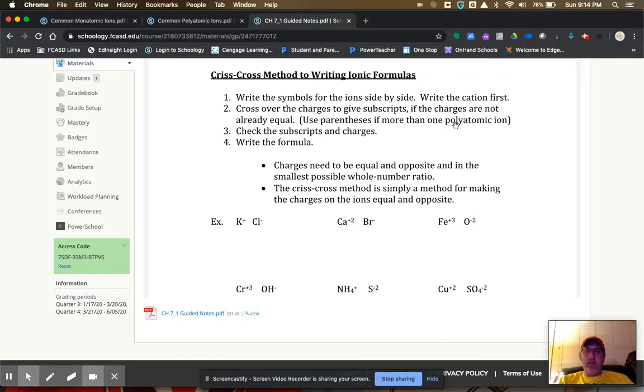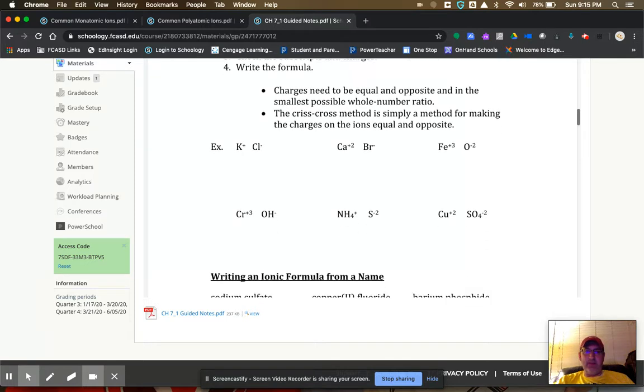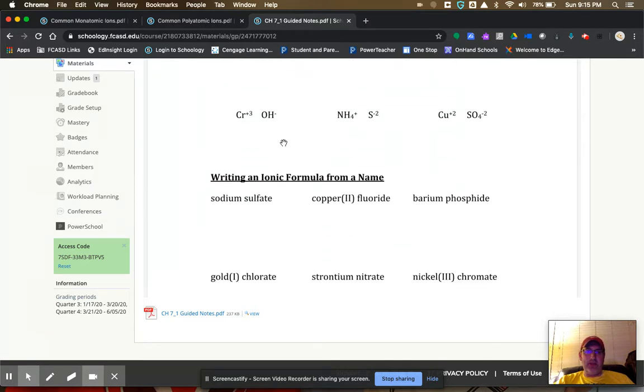Here's an important thing though, right here. Use parentheses if more than one polyatomic ion is being used. So since a polyatomic ion is a grouping of atoms, you have to put those in parentheses to show that you have a grouping of the whole thing. And again, it's just the same method, this crisscross method. So let's look at Cr plus 3, chromium 3, and OH minus.